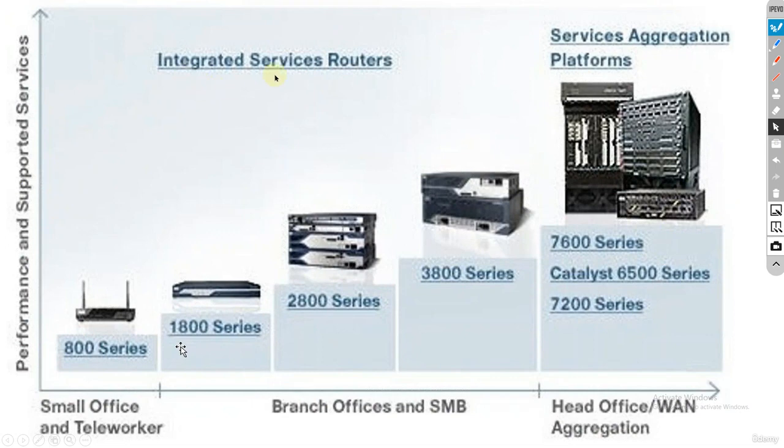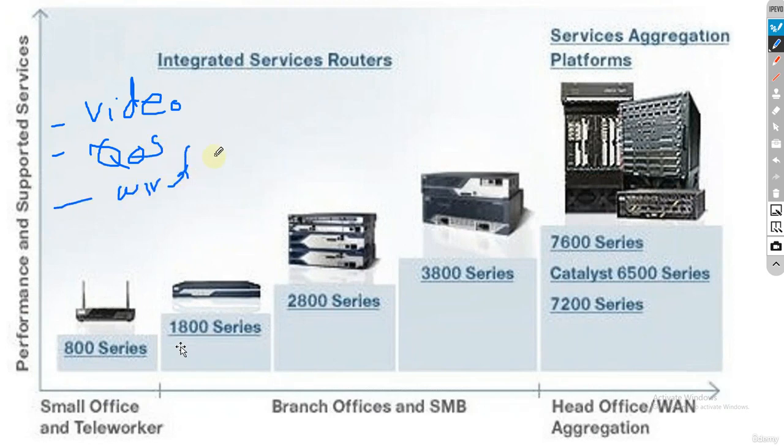So if we talk about the ISR router, integrated services routers, back in the old days, if we purchased a router it could only have routing capabilities. Okay, for example, they don't have video enhanced capability. They don't have quality of service capabilities. They don't even have wireless capabilities. They don't have voice over IP capabilities. But these days, whenever you purchase a router, most routers come with all these kinds of solutions.